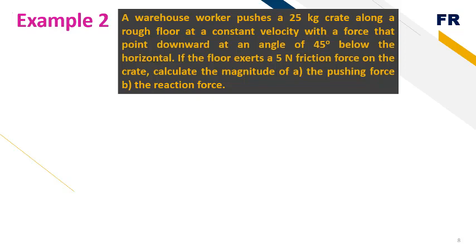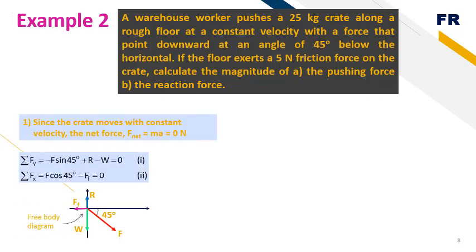Example 2. A warehouse worker pushes a 25 kg crate along a rough floor at a constant velocity with a force that points downward at an angle of 45 degrees below the horizontal. If the floor exerts a 5 Newton friction force on the crate, calculate the magnitude of the pushing force and the reaction force. Okay, step number 1.